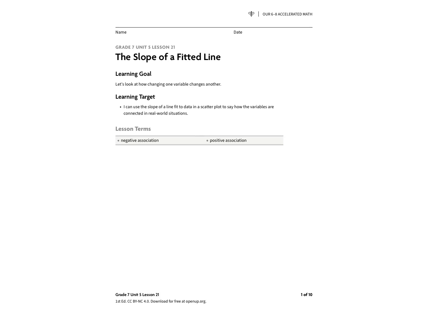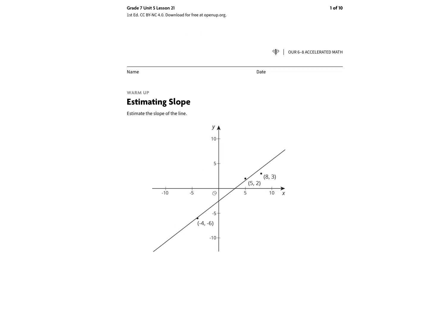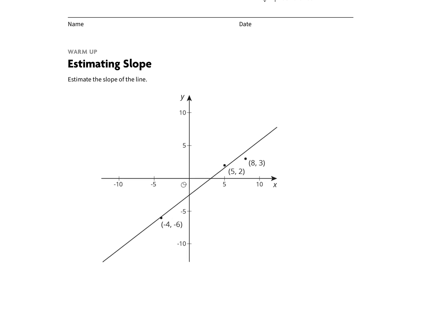Let's take a look at the first activity. So, this is a quick warm-up. All you have to do is estimate the slope of the line, keeping in mind that these points don't fall exactly on it, hence why it's estimation. So go ahead, pause the video, and work through that.